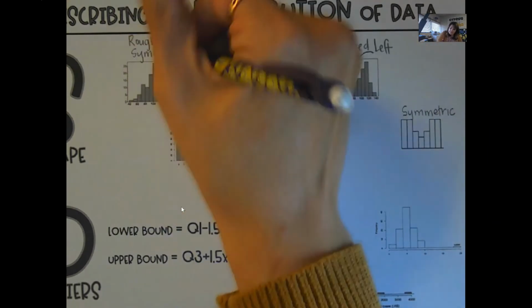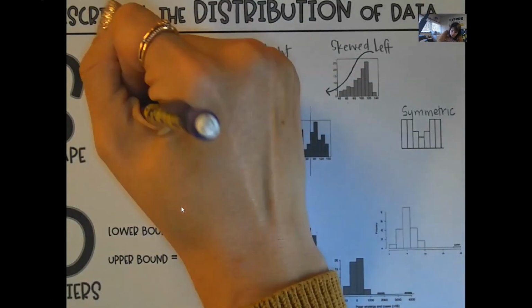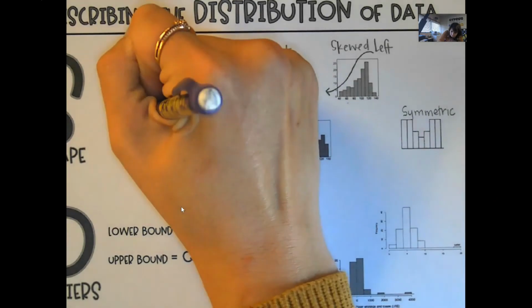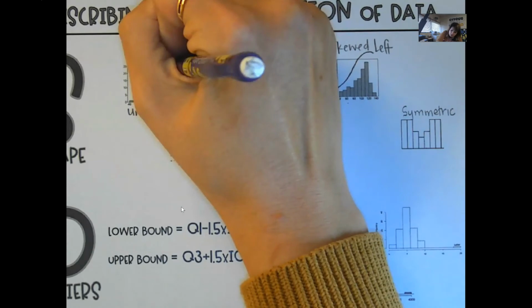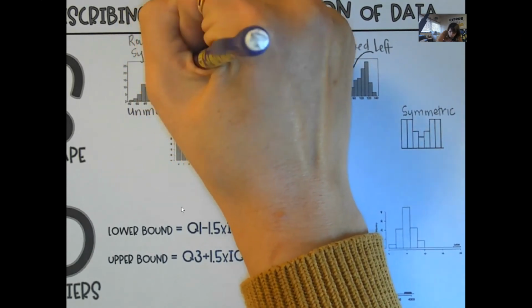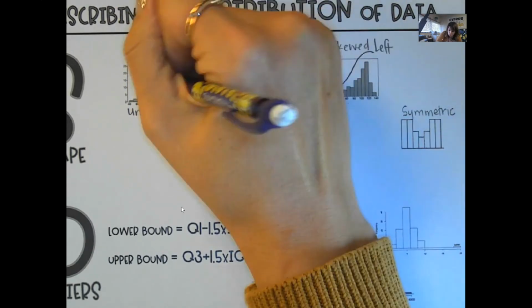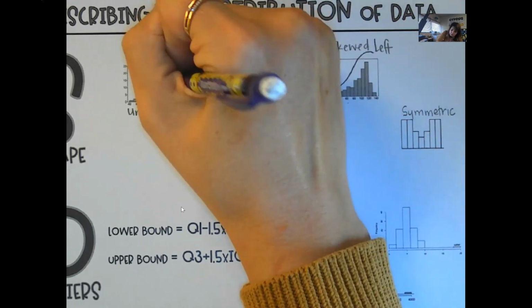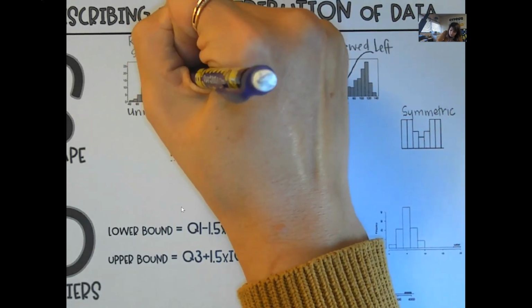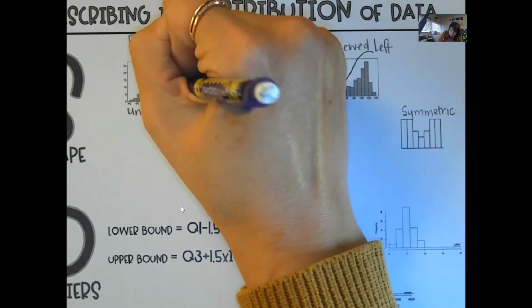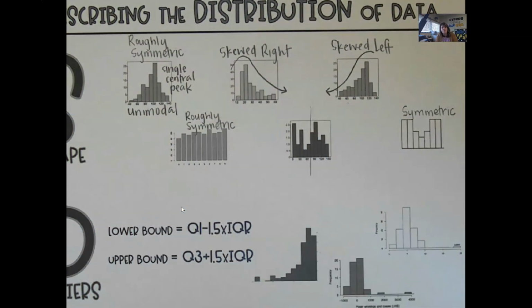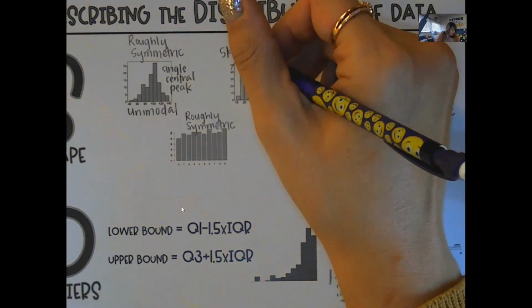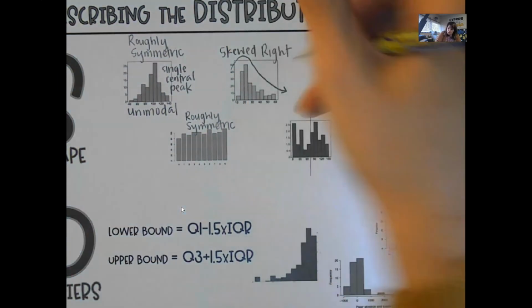So we would say that this first one is unimodal. It has a single peak. He has one peak. And sometimes you'll hear it referred to as a single central peak. So what that means is that the peak is in the middle of the distribution. The skewed right and the skewed left are unimodal.